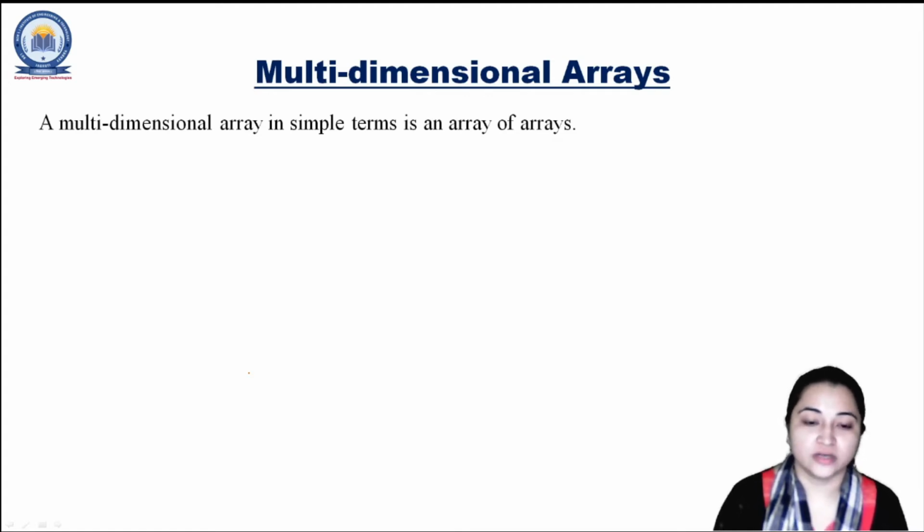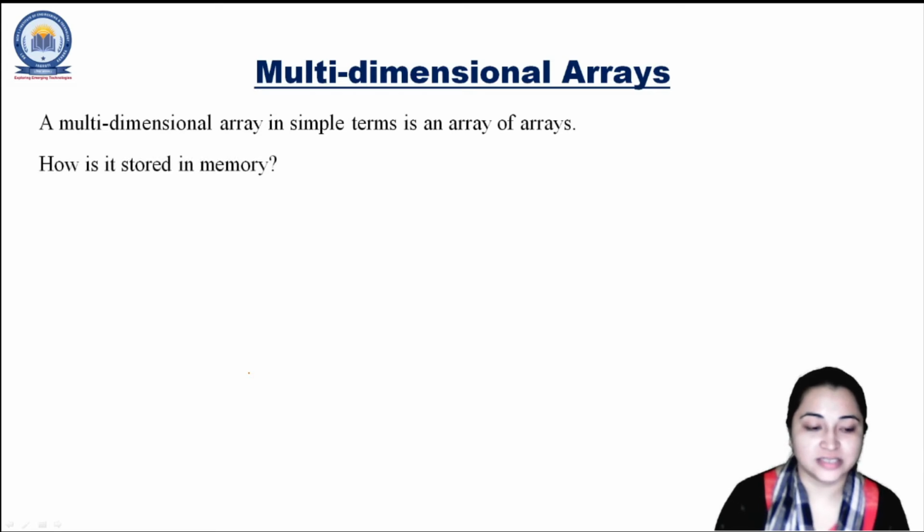In a real life example, if we say that a page is a 2D array which has a width and height, that is a 2D array, and if we add depth, meaning a third dimension, to the pages, then it will create a book. Let us see how a multidimensional array is stored in memory. Let's take the example of three-dimensional arrays. In case of a three-dimensional array, we have three dimensions.